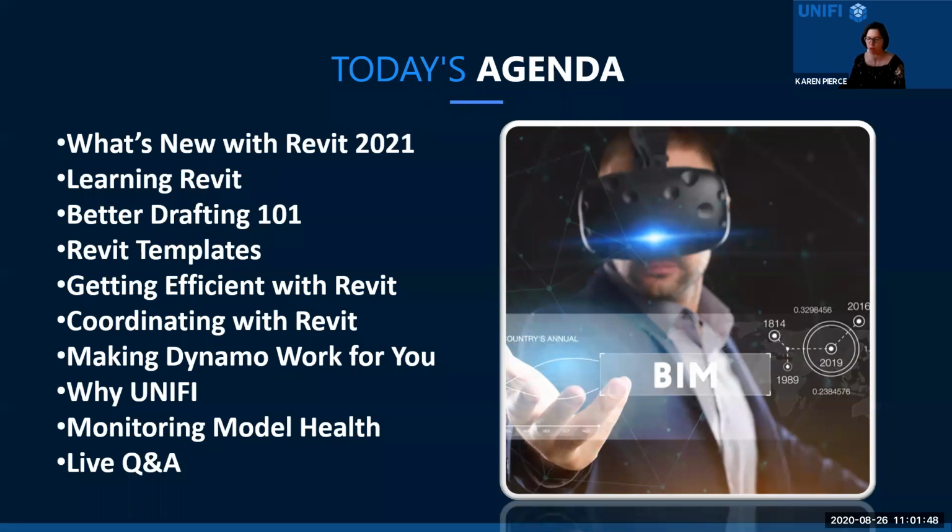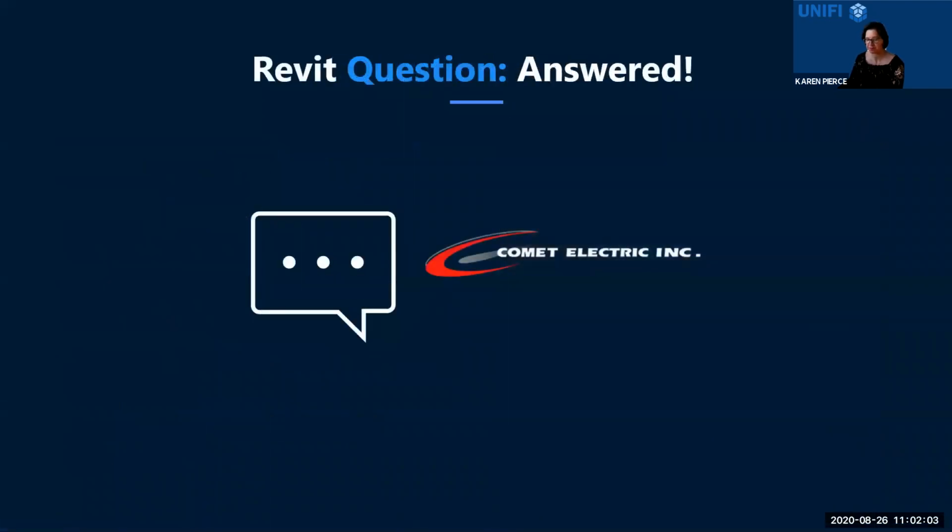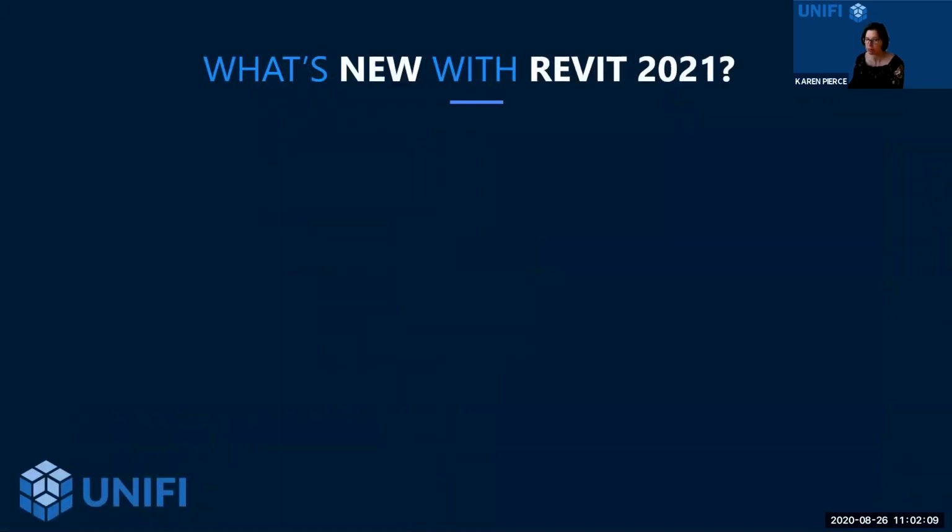Like Laura was saying, we got well over 60 questions. I have a lot of them that I'm going to be covering, but we may actually be having a part 2. So definitely stay tuned to be able to get some of that from us. So let's go ahead and get started with the very first one we have. This question has come from Comet Electric. And really what they wanted to know is what's new with the new version of Revit that's out.